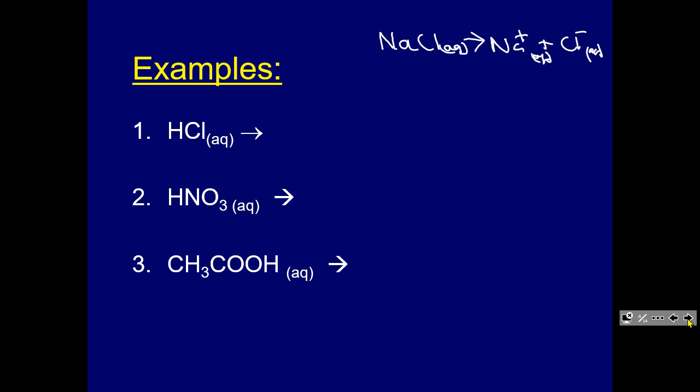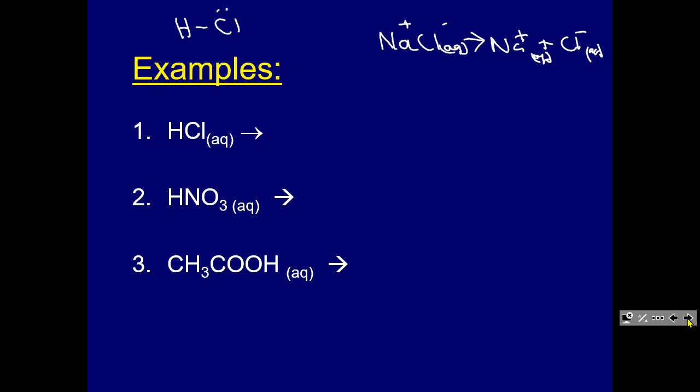Let me explain. The Na and the Cl are already in their ion forms. They've already traded the electrons. Sodium came along, chlorine took the electron away, became chloride. So they're already ions. They didn't need to become ions. They already were. So they simply dissociated. They went apart. HCl is different.